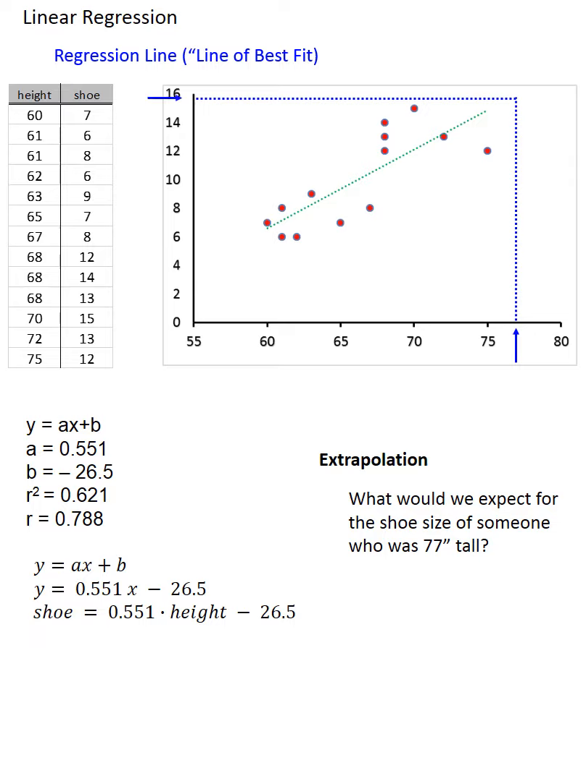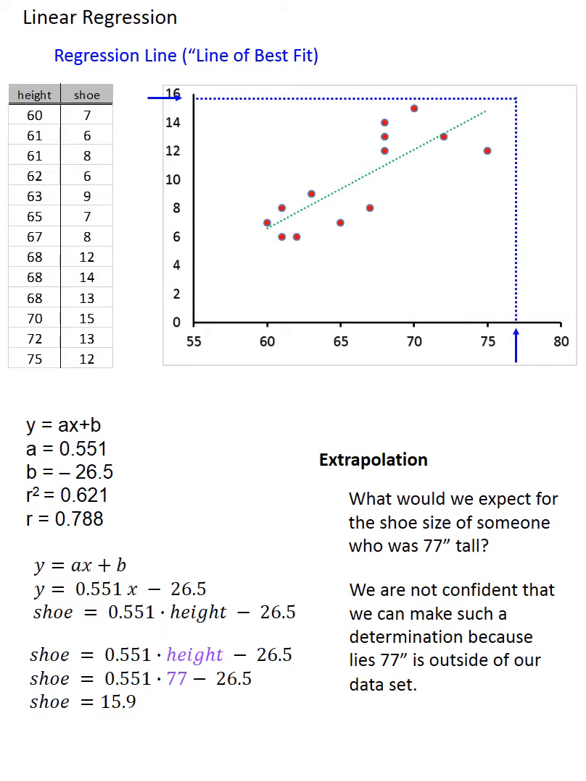Now we could also use the equation to do the algebra here. I've plugged in 77 for height and done the algebra, and I did in fact get something very close to 16. So what can we conclude? Absolutely nothing.